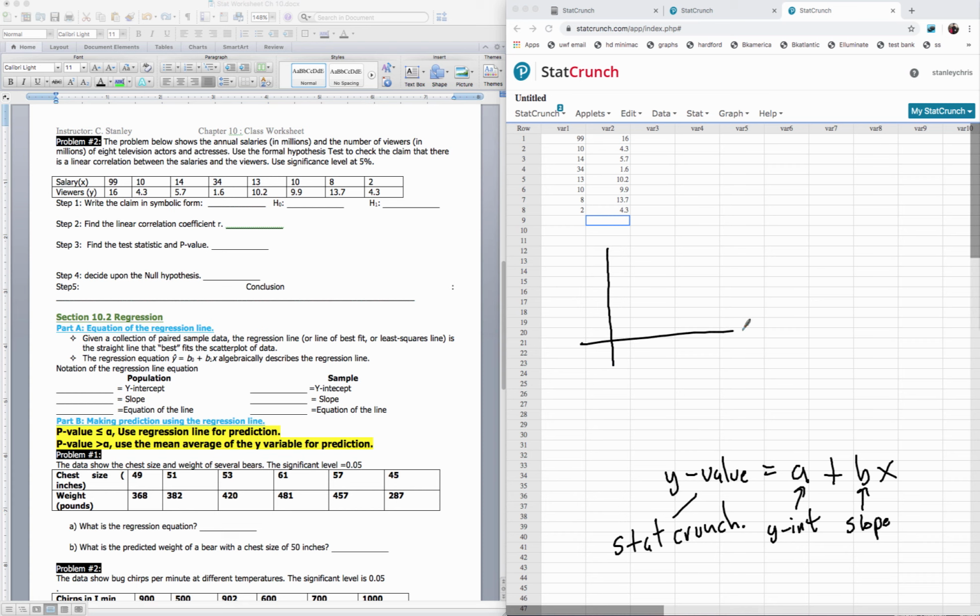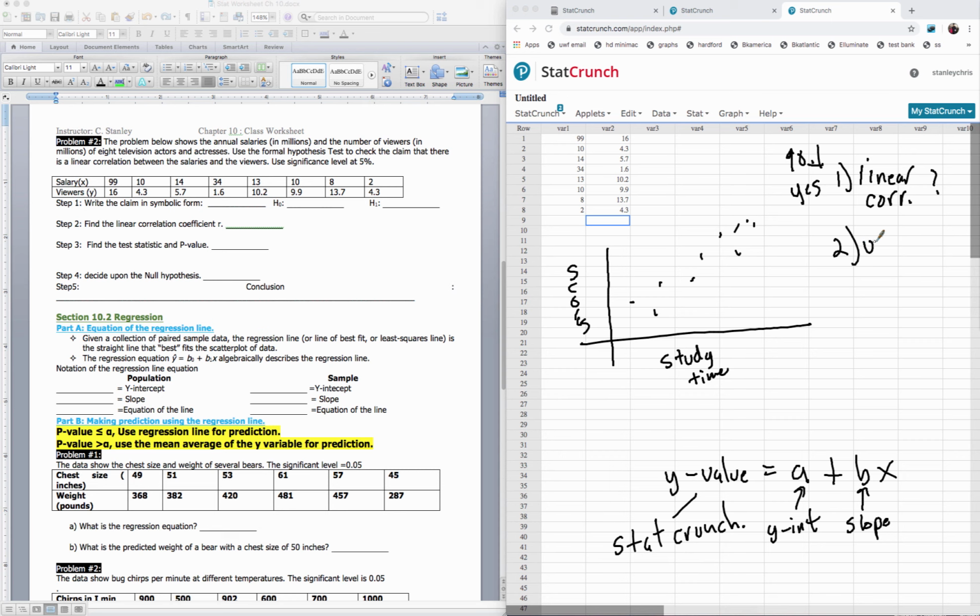So I'm going to go over that first example we did, which was study time and scores. What we want to do is determine first, is there a relationship? Is there a linear correlation? So then you have to do what we just did from 10.1. If that answer is a yes, then we have to get what we call a regression equation, or least squares regression line. There's a lot of names for this equation right here.